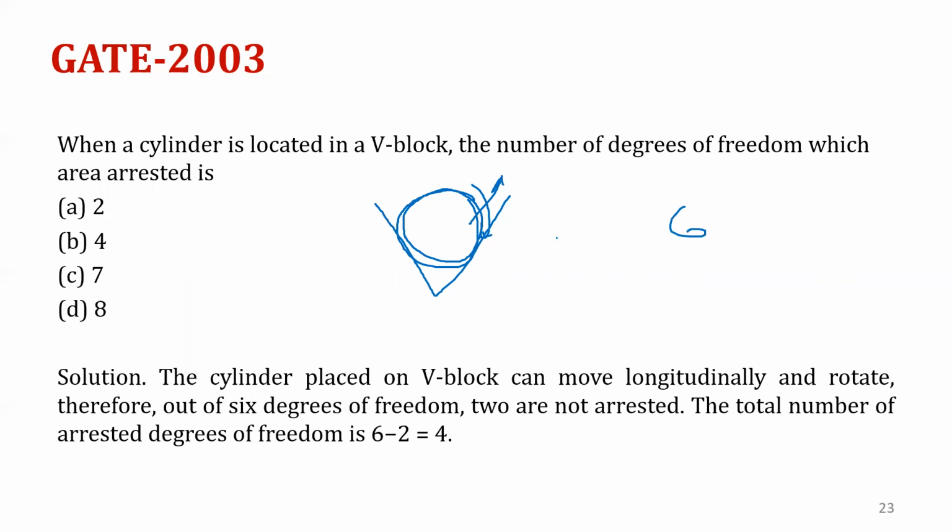Out of 6, it is not possible to arrest the rotation and translation. So a total of 2 degrees of freedom are not arrested. Therefore, how many degrees of freedom are we arresting? 4 degrees of freedom. So the correct answer is B.